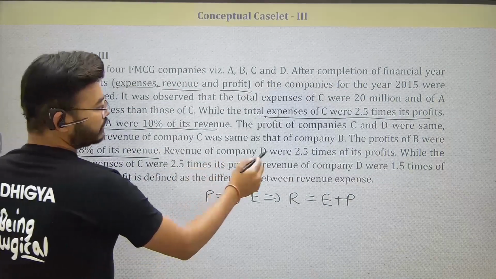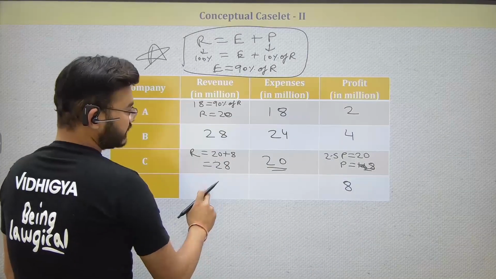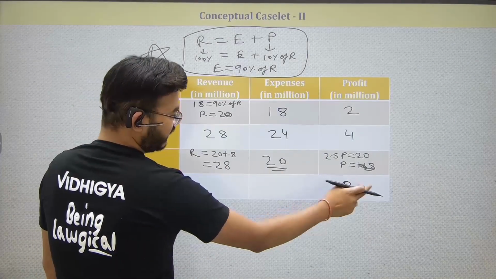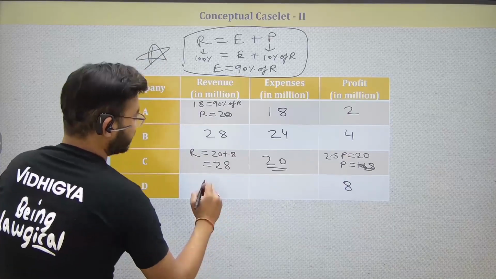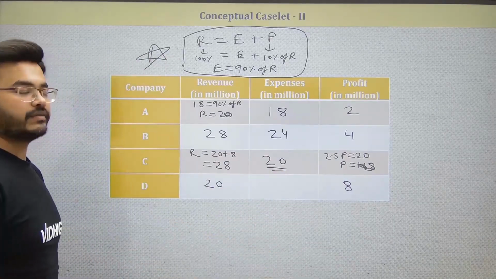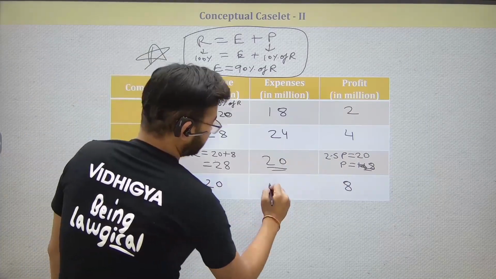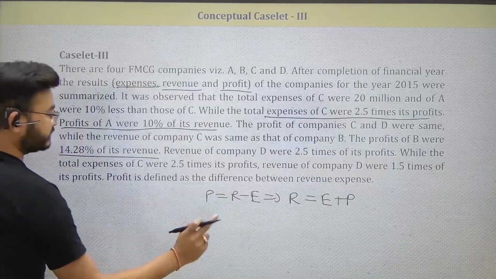Last, revenue of company D were 2.5 times of its profit. So revenue of D is 2.5 times of 8. So 2.5 into 8 will come out to be 20. If revenue is 20 and profit is 8, the expense will be 12.